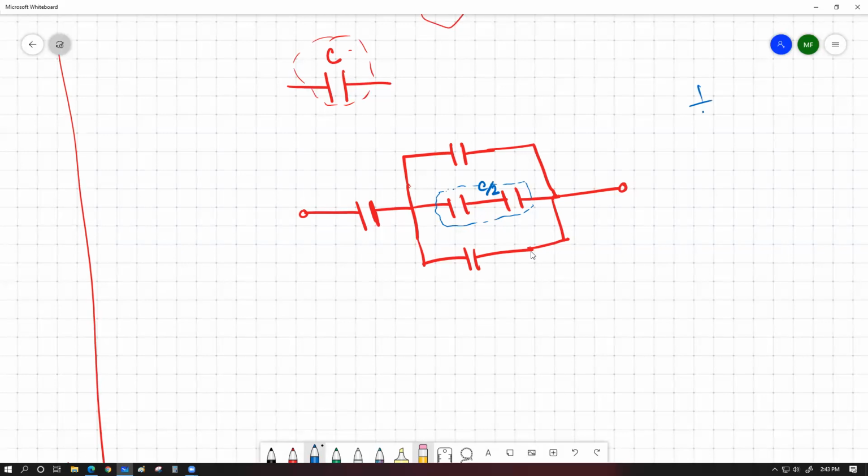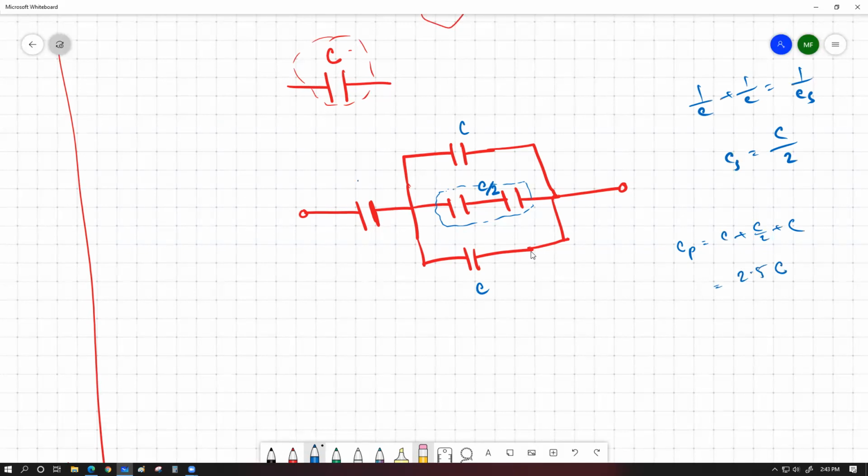Yes, sir. 1 by C plus 1 by C equals 1 by CS. So CS is going to be C by 2. Then we are going to add up the value of C by 2 and C. So if we add all these up, the combined capacitance for the parallel combination is going to be C plus C by 2 plus C, which is going to be 2.5 C.